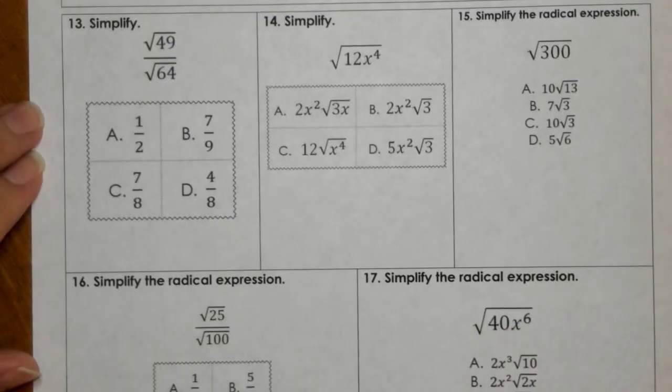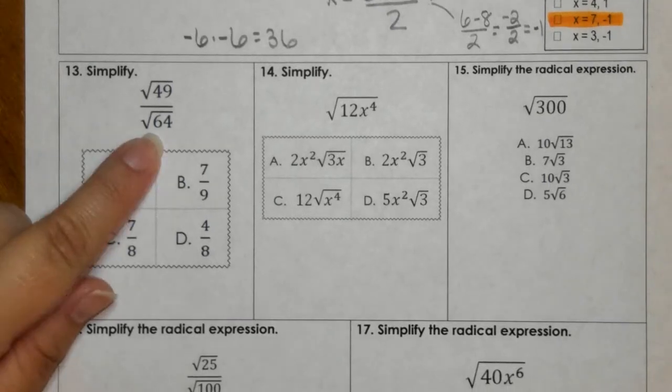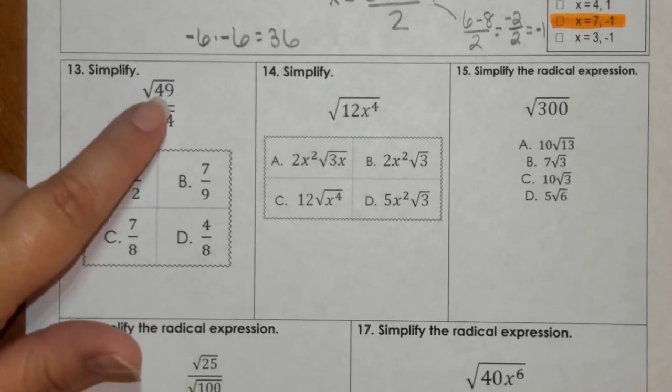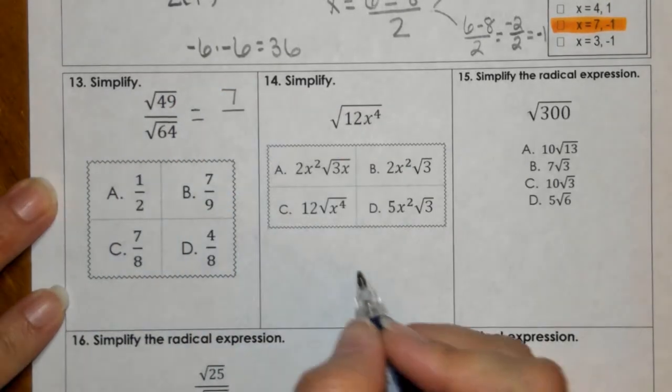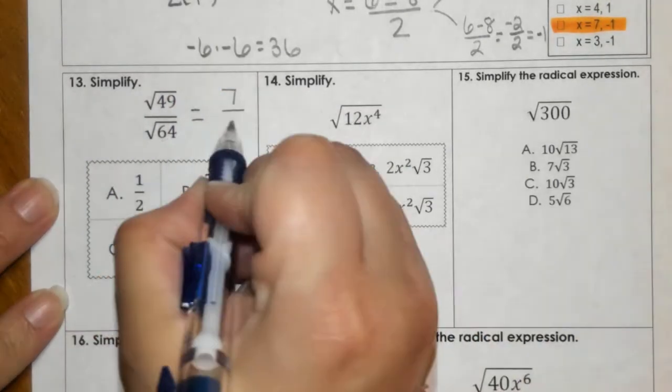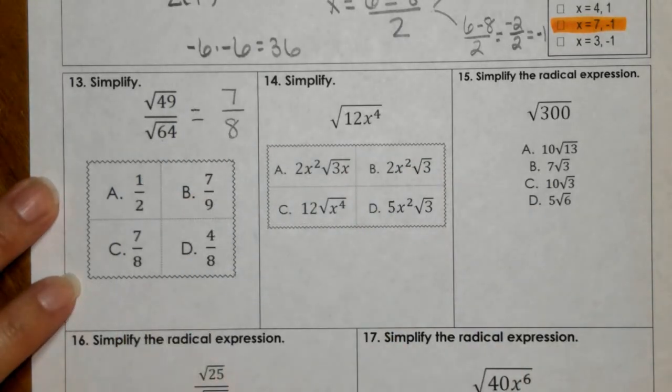Okay, 13. Actually, 13 through 17 are simplifying radicals. So 13, this is pretty awesome. These are perfect squares. So the square root of 49 is 7, and the square root of 64 is 8. So I'm looking for 7/8.